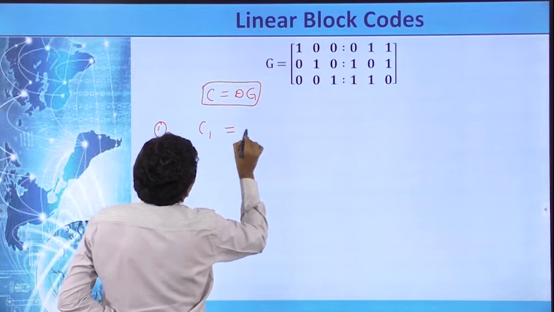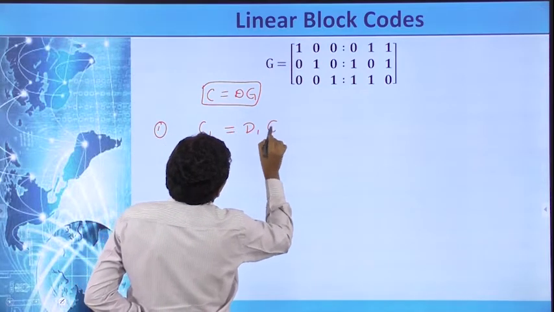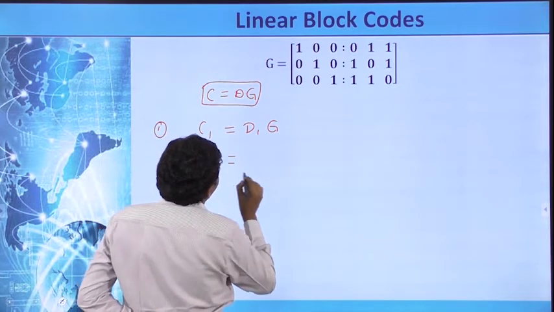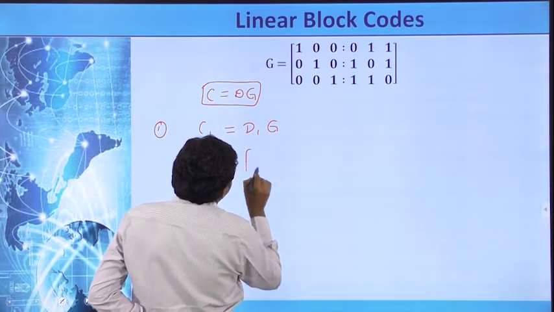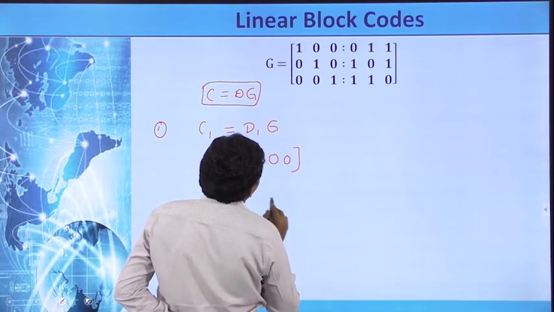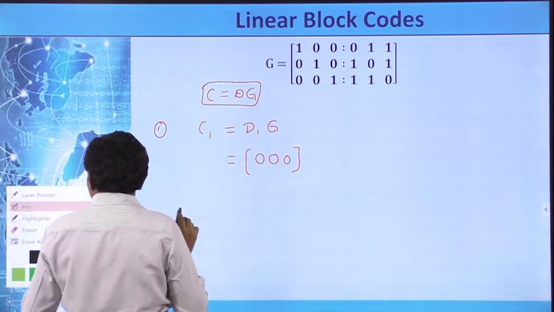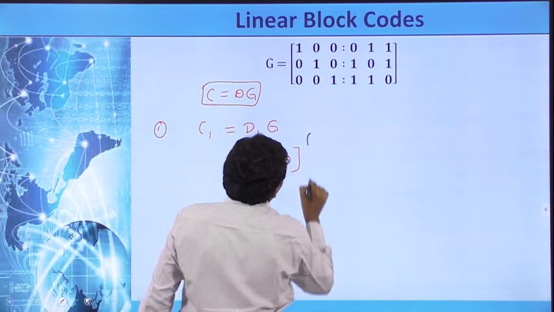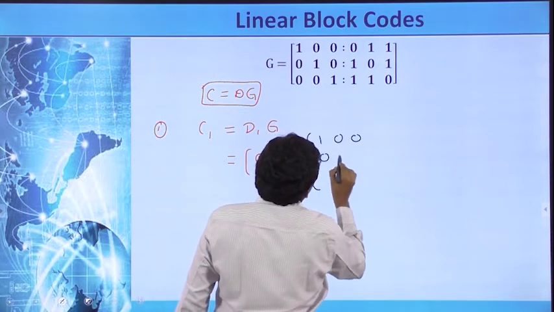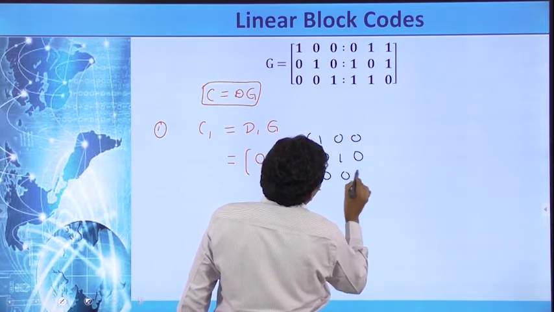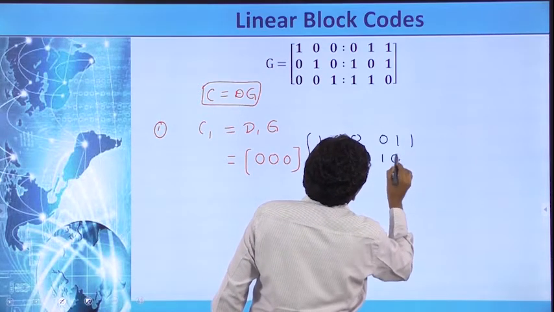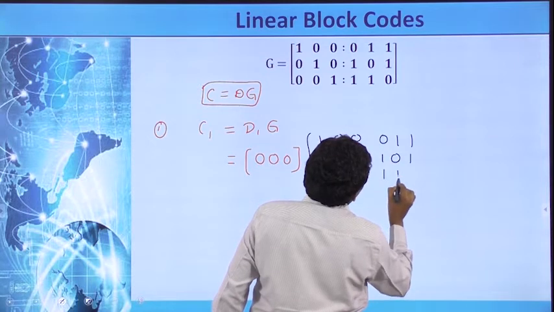C1 equal to D1 into G. D1 means first message, which is equal to 0 0 0. What is G? G is nothing but the generator matrix: 1 0 0 0 1 0 0 0 1 0 1 1 1 0 1 1 1 0.